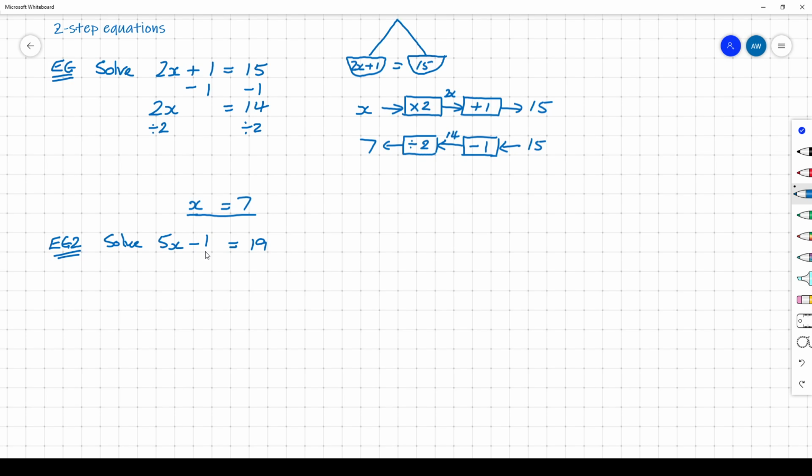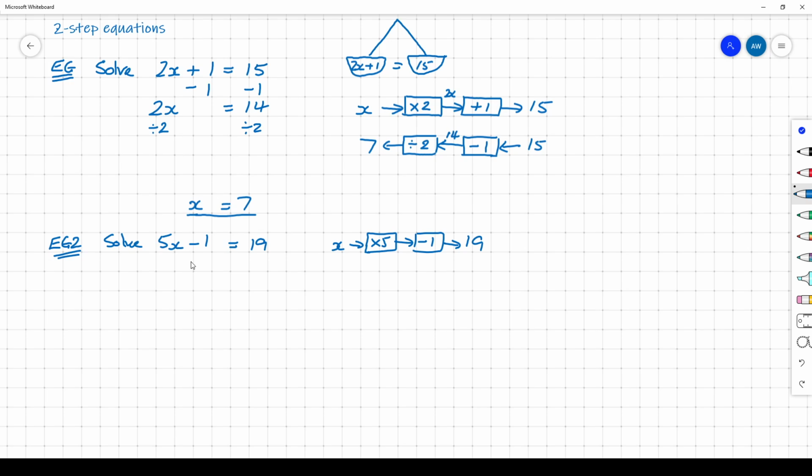The minus 1. If we put that on a machine, x would go in, then the first thing that happens to it is multiply by 5, and then the last thing that happens to it is subtract 1, and then we get the 19. So you can see, going backwards, we've got to sort out the minus 1 first.